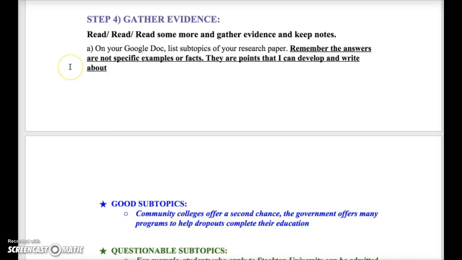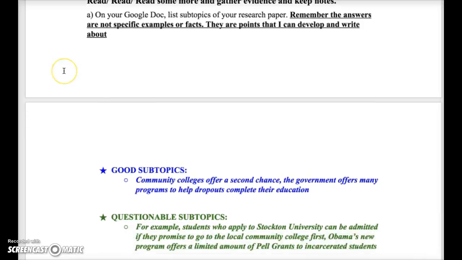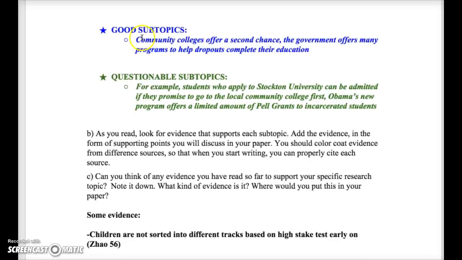So as you go reading and gathering evidence, take notes on the different evidence from the different sources that will support your points. You want to divide up your outline into subtopics. Remember, subtopics are those level 1 ideas. They're ideas that you can develop further. They're not going to be specific examples. They're not going to be specific facts. Those are not subtopics. Subtopics are broad ideas that can be developed.